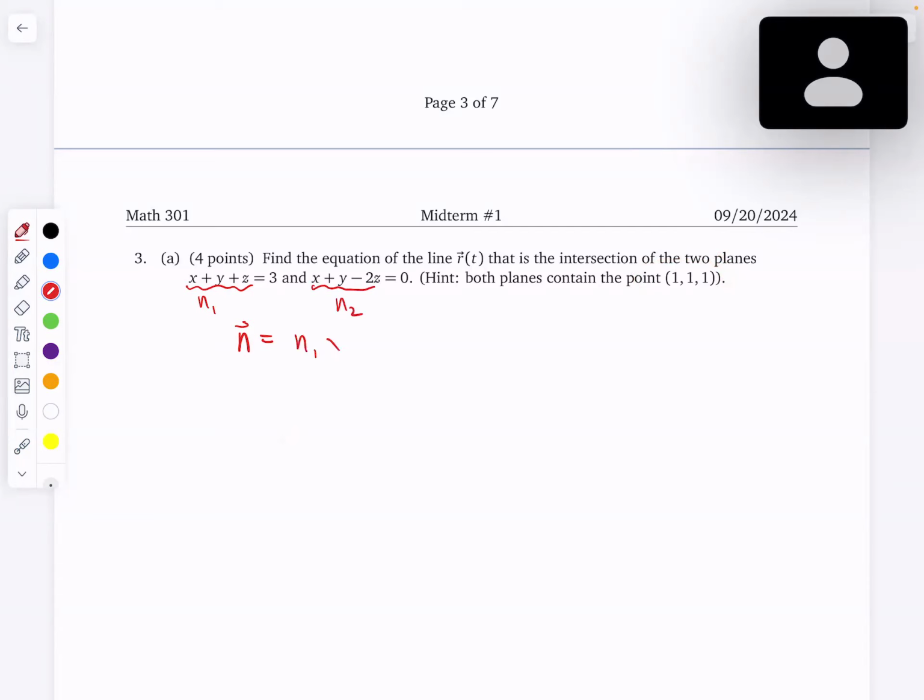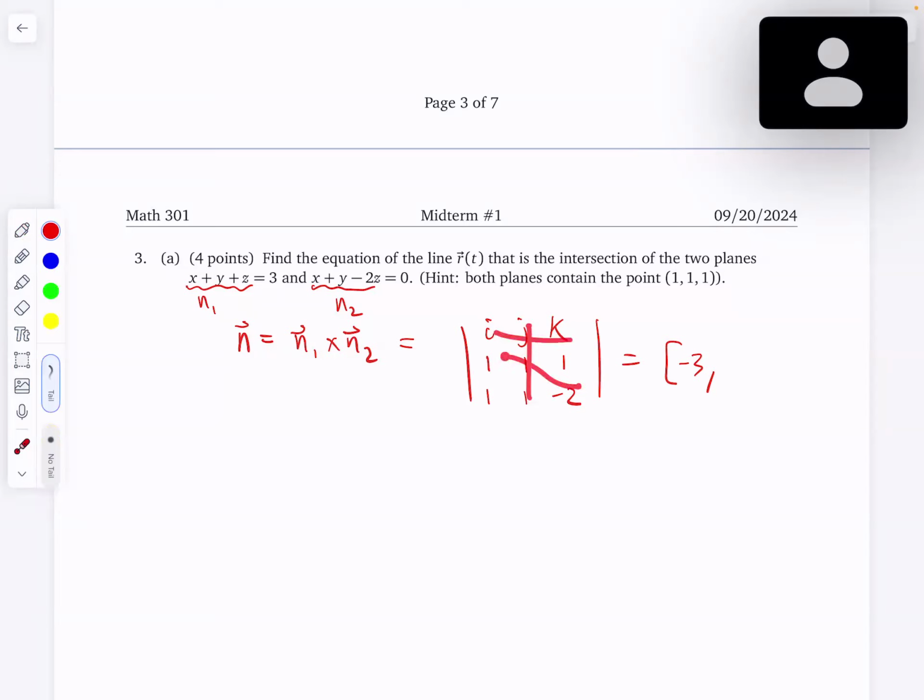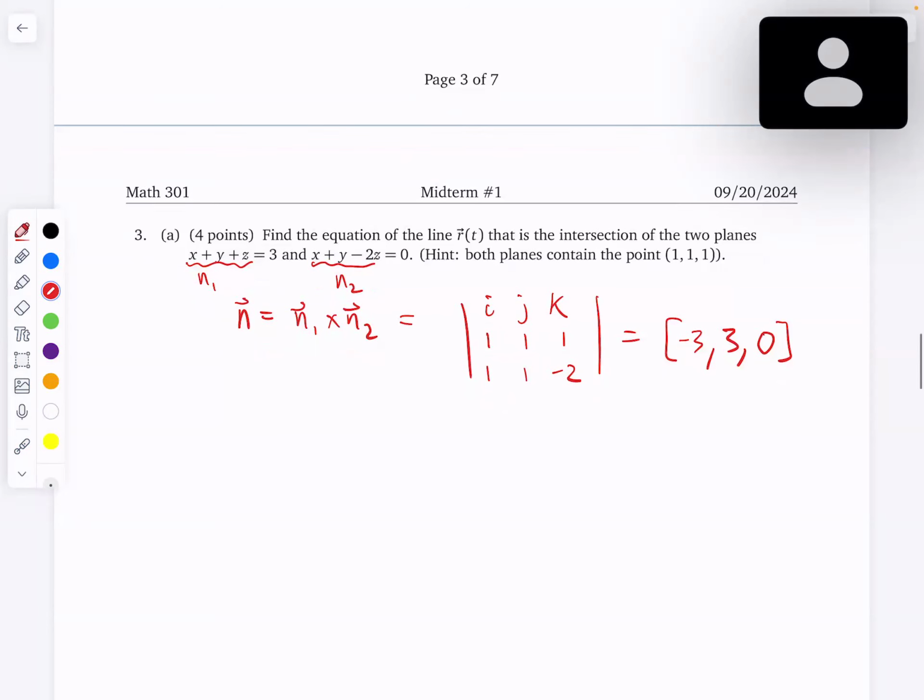And so it's going to be n1 cross n2, which will be i, j, k, and then the vector n1 is 1, 1, 1. The vector n2 is 1, 1, negative 2. So I take their cross product and I get negative 2 minus 1, which is minus 3. And then for j, you get negative 2 minus 1 again, but then we make it positive, so it's 3, because you have to do a negative again. And then k, you get 0.